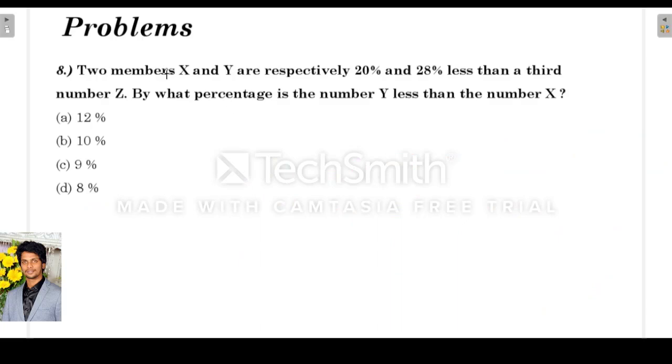So next, two numbers X and Y are respectively 20% and 28% less than a third number Z. So they are comparing both X and Y with respect to Z. So they are telling X is 20% less than Z and Y is 28% less than Z. So let us take Z as 100. So X is 20% less than Z, means X will be 80. And Y is 28% less than Z. So Y will be 72.